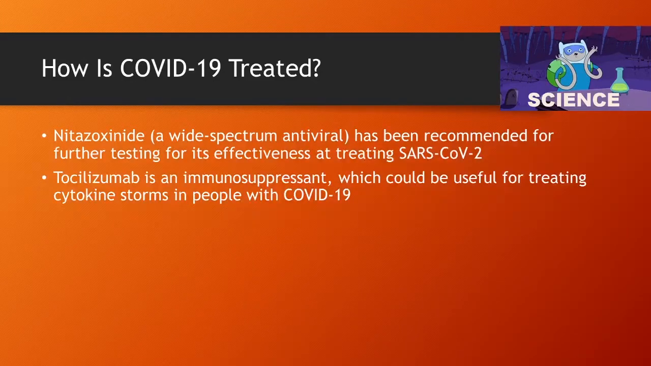Tocilizumab is an immunosuppressant, which could be useful for treating the cytokine storms in people with COVID-19. Cytokine storm basically means, like when I mentioned that you get an overreaction of your immune response and your body is full of inflammation and your immune system starts to basically destroy your body. That is called a cytokine storm because there are so many inflammatory cytokines in your body.